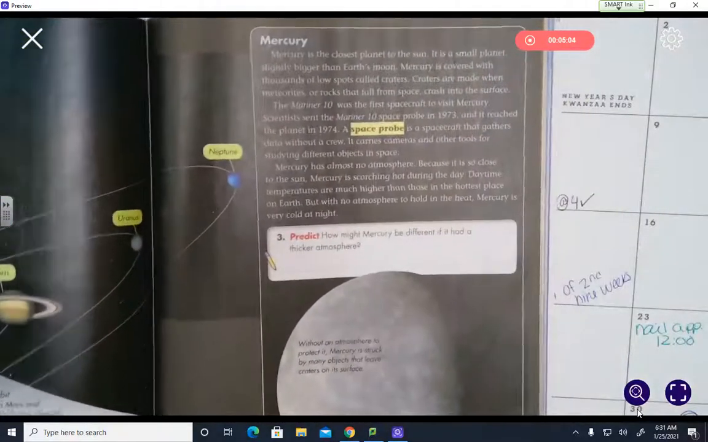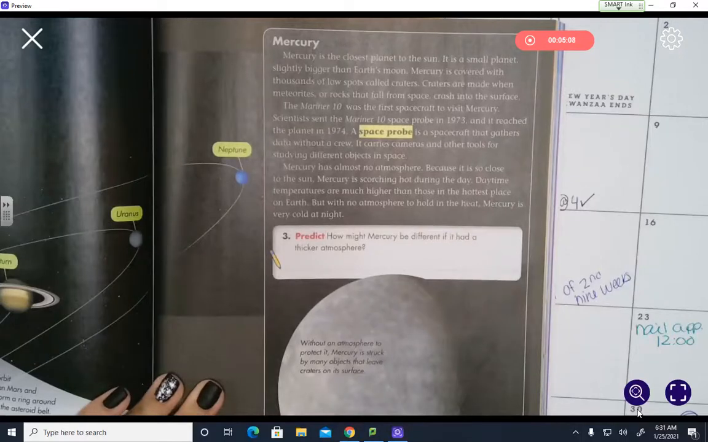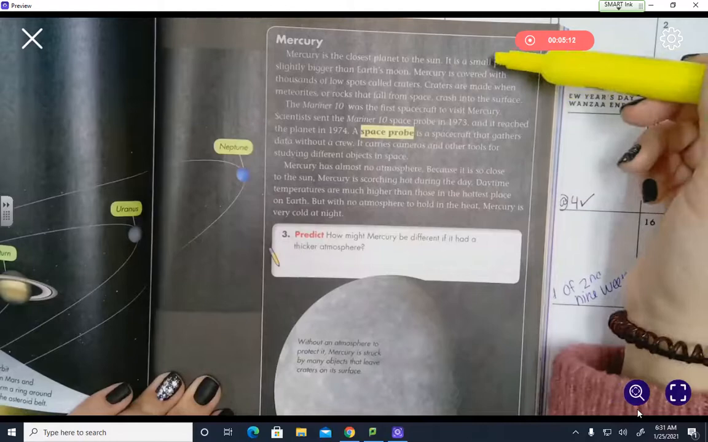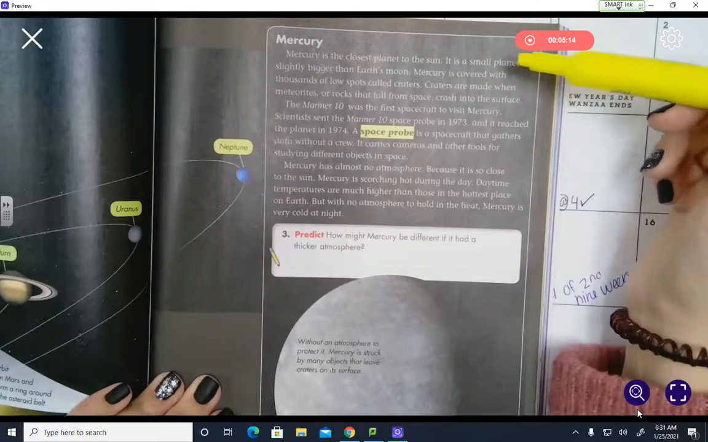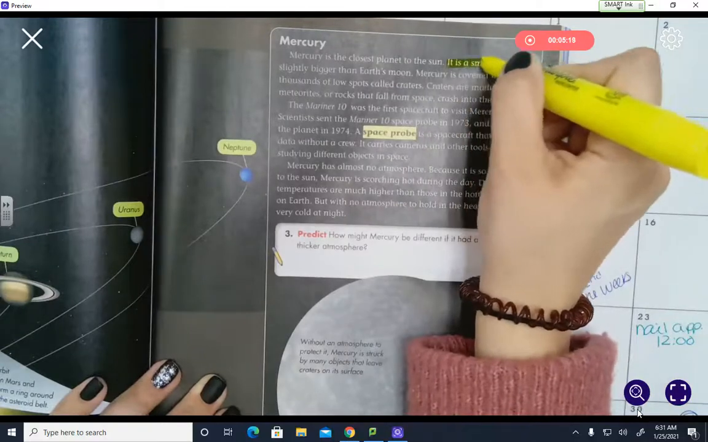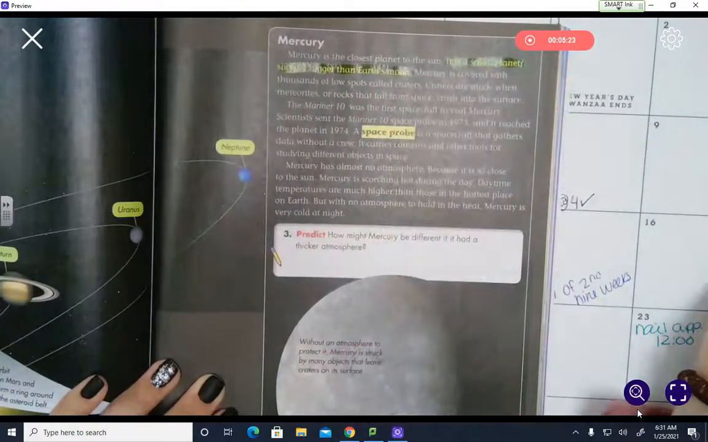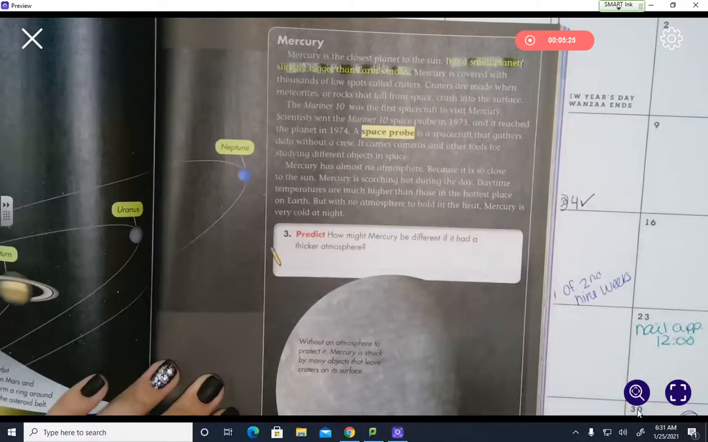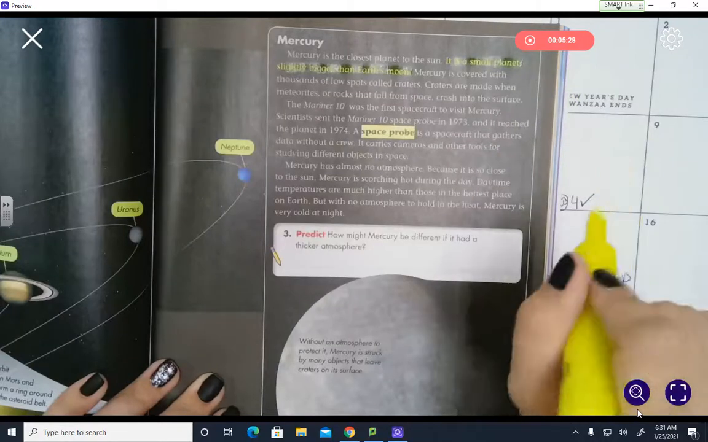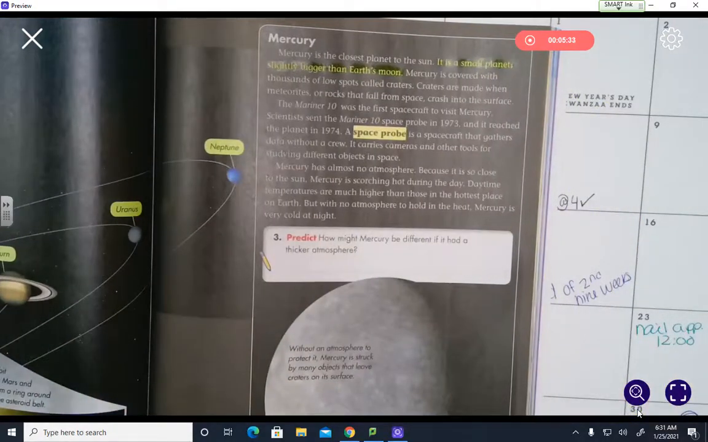Now we are going to learn about the first inner planet called Mercury. Mercury is the closest planet to the Sun. It is the smallest planet, slightly bigger than Earth's moon. Highlight that. Mercury is covered with thousands of low spots called craters. Craters are made when meteorites or rocks have fallen from space and crash into the surface.